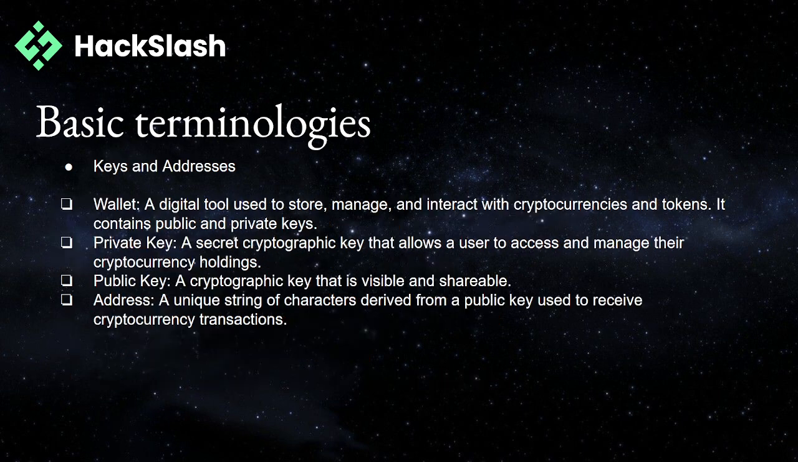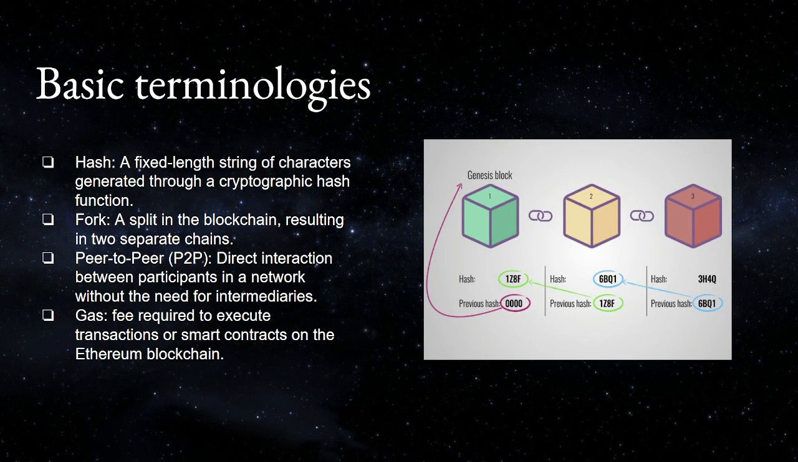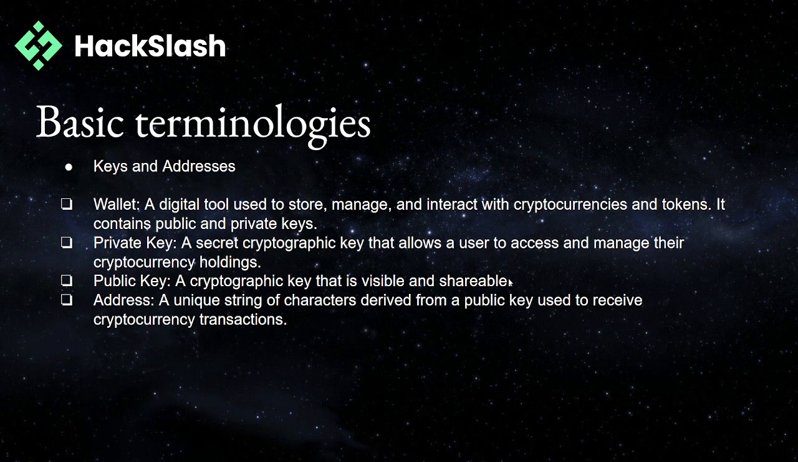Now let us discuss some more basic terminologies: keys and addresses. I would like to show you this figure. This is a blockchain. These are three blocks, and in every block a number of transactions is stored. A number of these blocks are linked together to form a blockchain. Now, what is a hash? No, let us first discuss these basic terms.